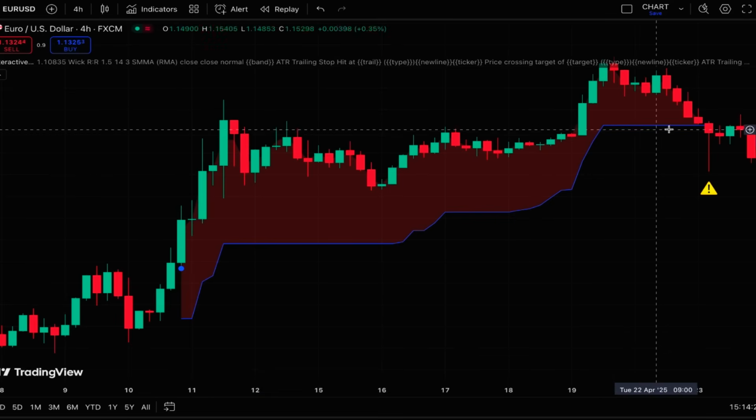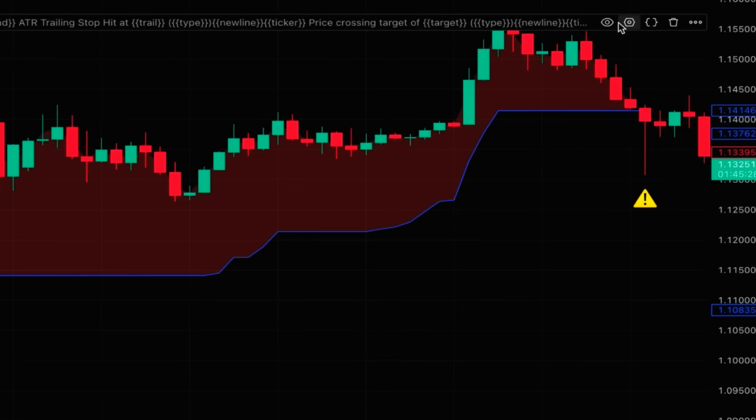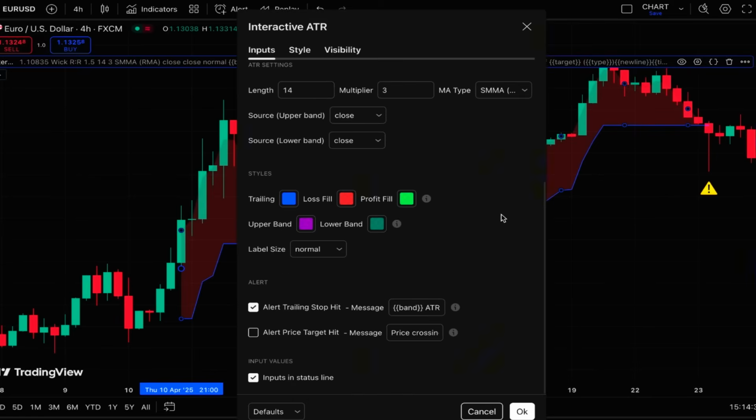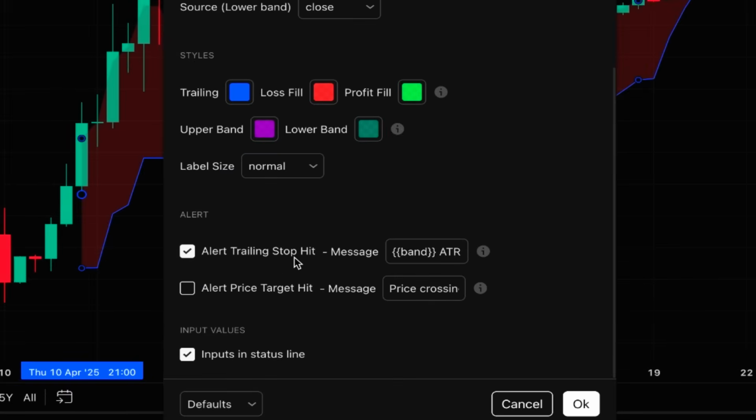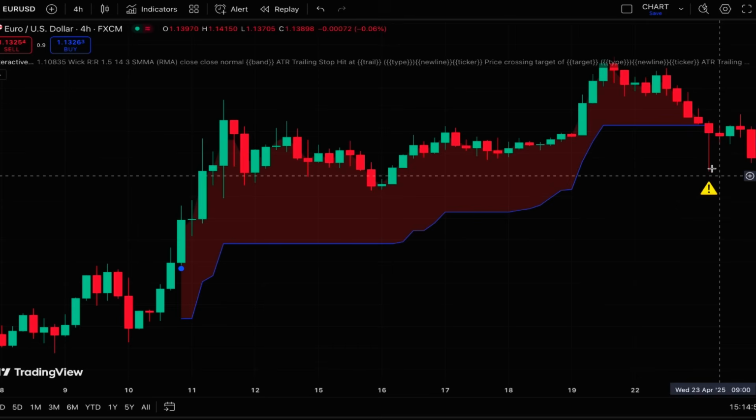When the stop loss level is hit by the price, it shows this sign telling us that the position is already closed. If we go to the settings of the indicator, if we scroll down, here you have an option for setting alert. So you will be notified when the price already hit the stop loss level that is determined by this indicator.